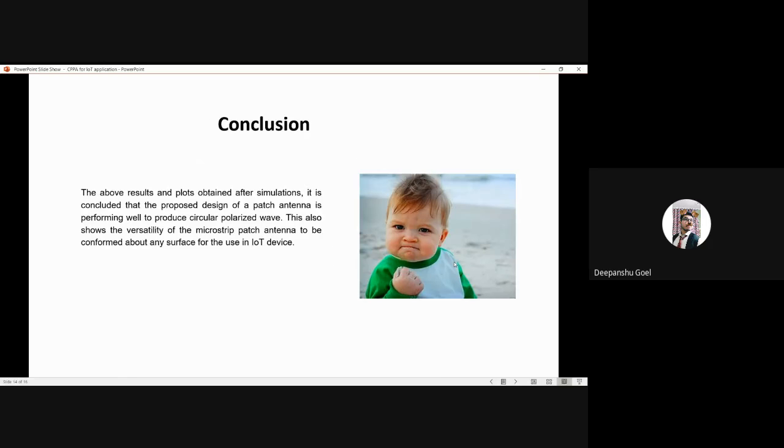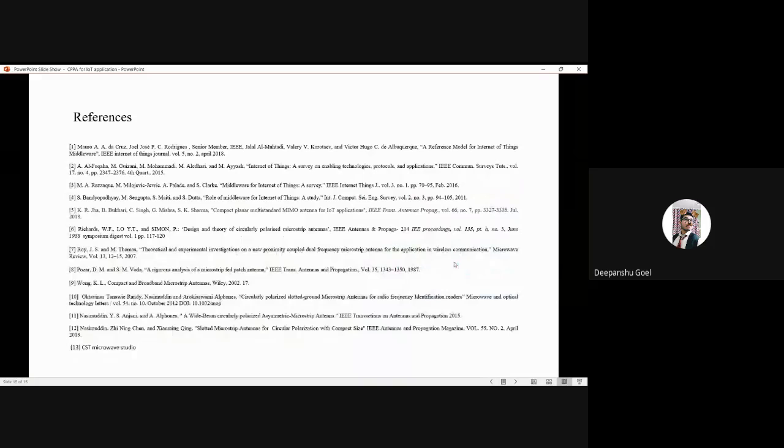We have concluded it. From the above results and plots after simulations, it is concluded that the proposed design of a patch antenna is performing well to produce a circular polarized wave. This also shows the versatility of the microstrip patch antenna to be conformed about any surface for the use of IoT devices. We have taken these references.